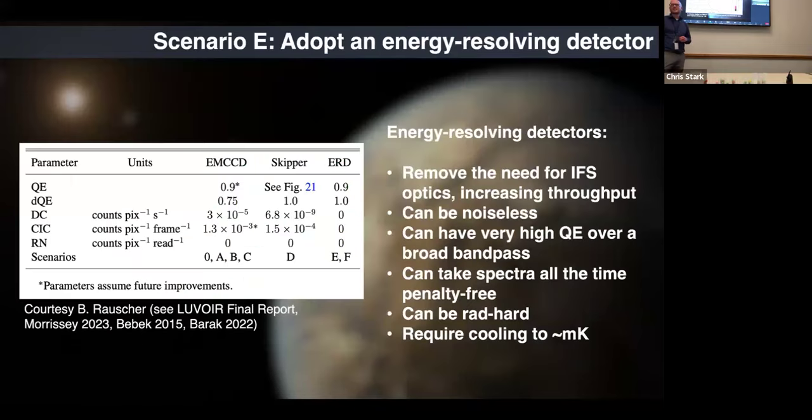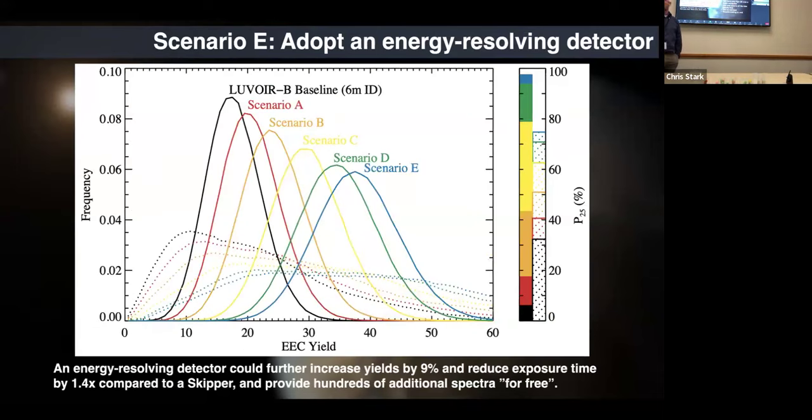If we take replacing the detector to the nth degree and adopt a noiseless energy resolving detector, then we lose our noise terms altogether. Additionally, you get rid of all of the IFS optics. So here the detector itself resolves the energy. You don't need all the lenslet arrays. This increases throughput of the system. And you go from the green line to the blue line.